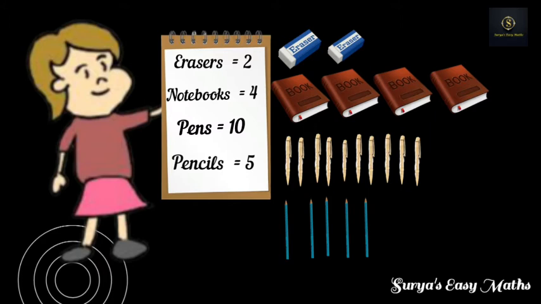Now see in the list how many pens are there? Yes, 10 pens. So now let us count whether 10 pens she has bought or not. 1, 2, 3, 4, 5, 6, 7, 8, 9 and 10. So yes, she has bought correctly. Now in the list the next item is pencils. So how many pencils are here? 5. So again let's check whether 5 pencils she has bought or not. 1, 2, 3, 4 and 5. It means she has bought correctly.